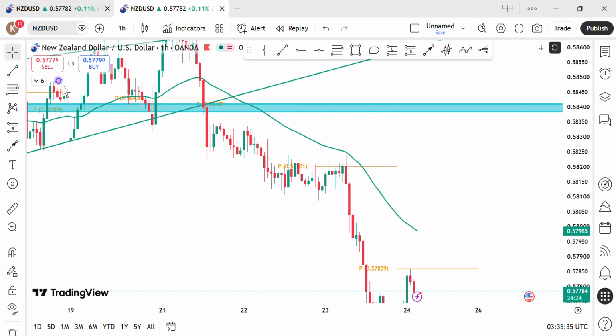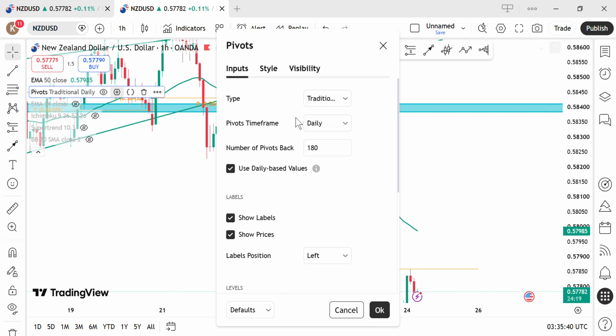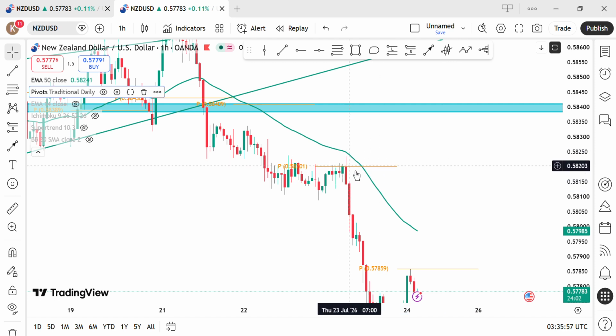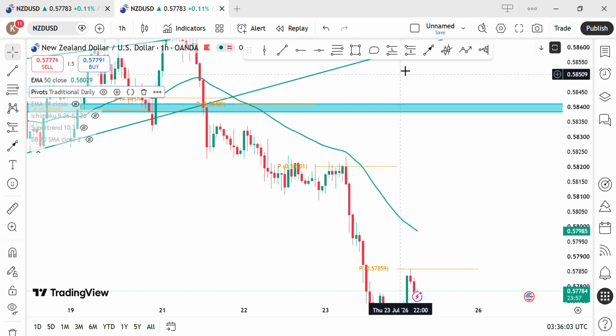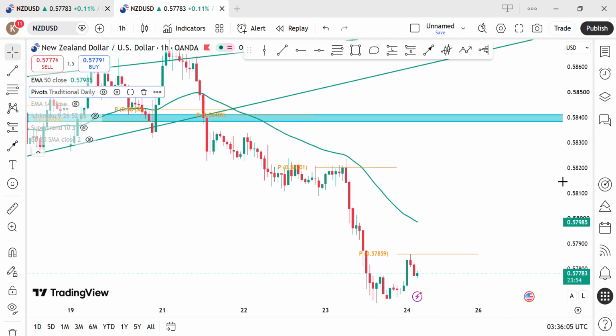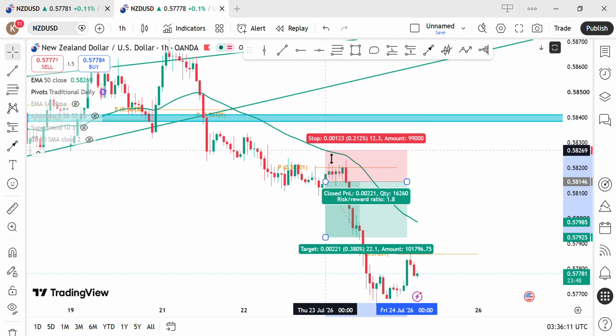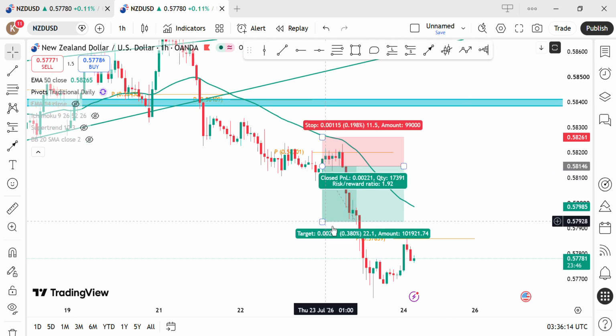This pivot is the daily pivot, so this is how we do the settings. When you add pivots, you just come here, you select traditional, and then for pivot time frame, you select daily, and then you have to untick all these levels, just leave only the pivot level. So price came and rejected the pivot and also almost rejected the 50 EMA. So we took our entry over here and we put our stop loss above that 50 EMA, and we targeted 1 to 3.